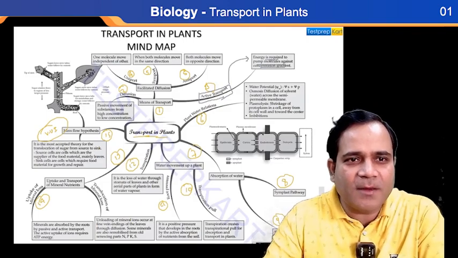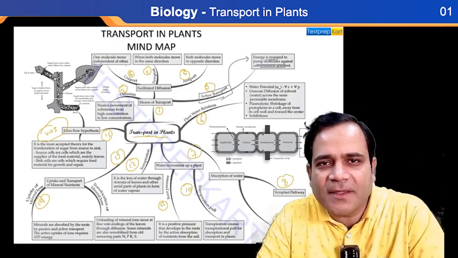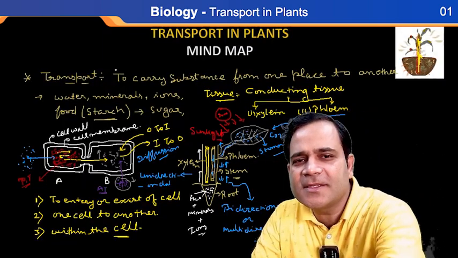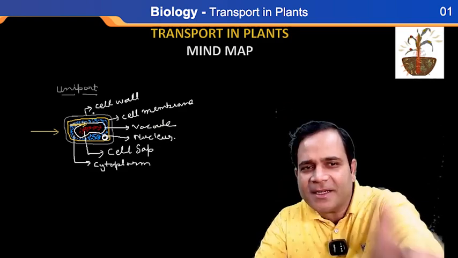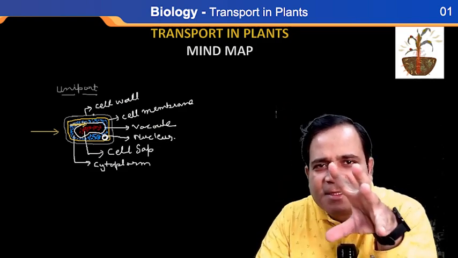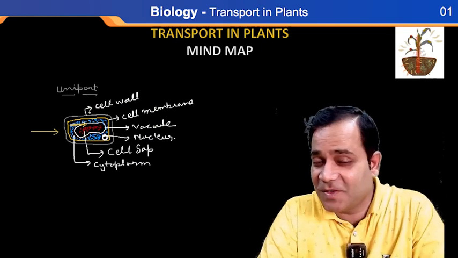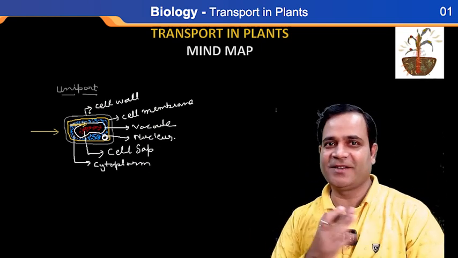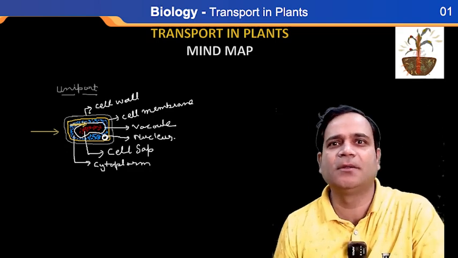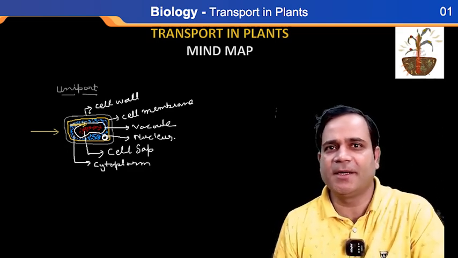See here. One molecule moves independent of others. Here the movement of molecules is independent of others. There is no need for other things to be moved. They are independent. And everyone wants to be independent, my dear.